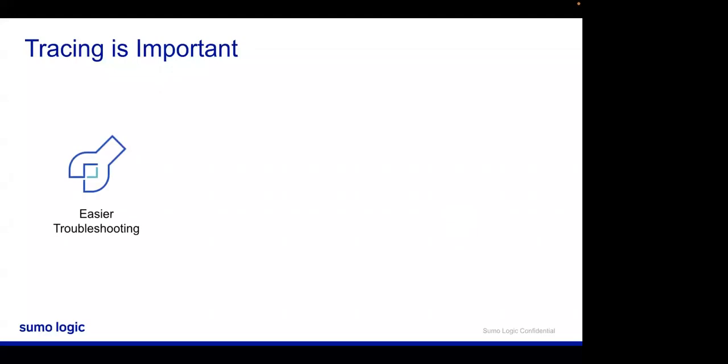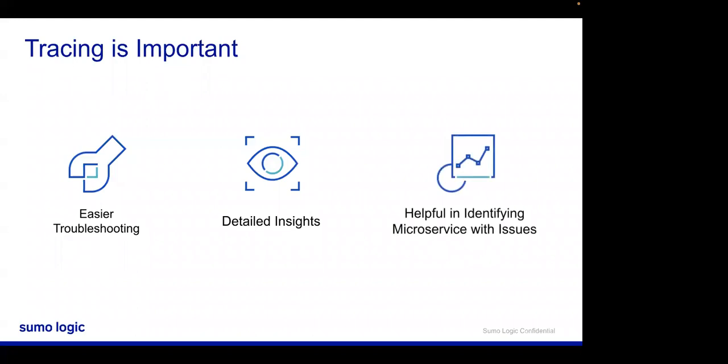So hopefully you agree with me that tracing is important. It makes for easier troubleshooting, particularly across the complex environments that you have in today's world. Provides us nice detailed insights. Ultimately, will take us to the logs of the offending component within our application so we can see exactly what's happening. And again, helpful in identifying the microservice that's providing these issues and problems so that we can fix that microservice.